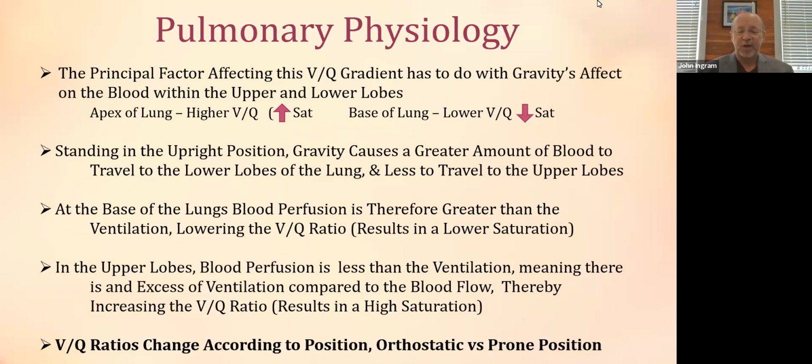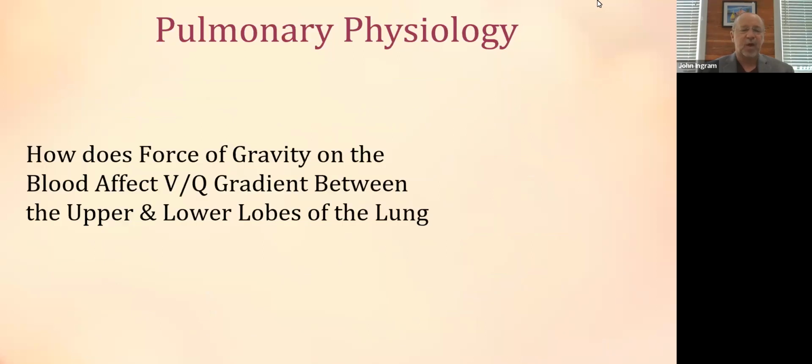VQ ratios change according to position. So you can't get away from this phenomenon, because even if you lie down, now the gravitational force does the same thing on the posterior aspect of your lungs as it does in the base of your lungs when you're standing. So you can't get away from this VQ mismatch due to gravity. But how does the force of gravity on the blood affect the VQ gradient between the upper and lower lobes of the lung? What's going on here?